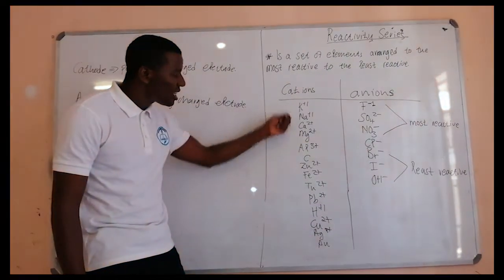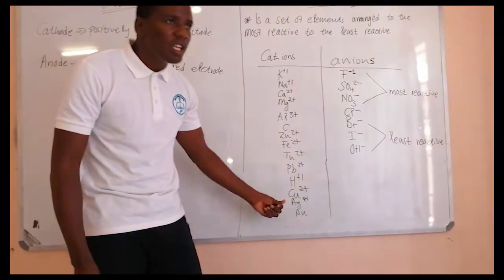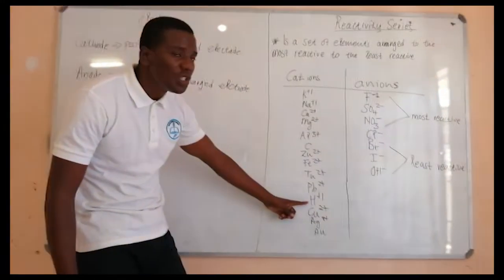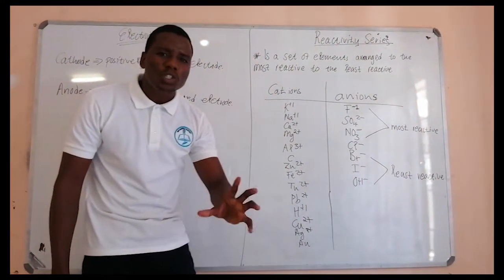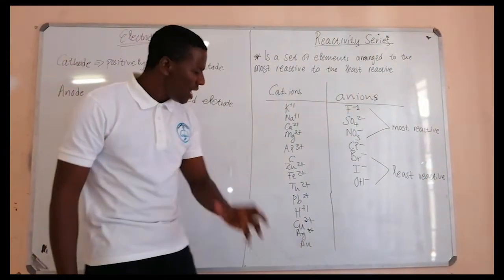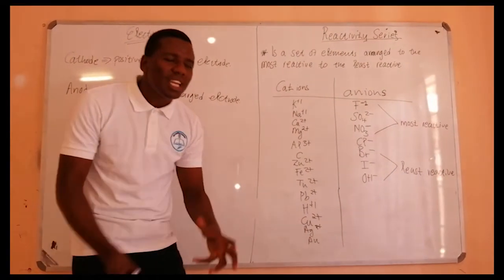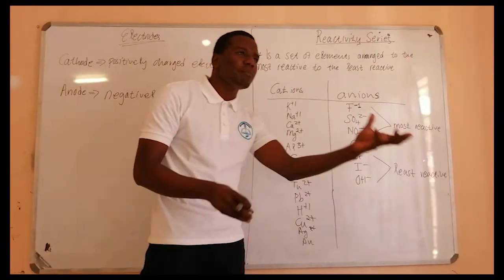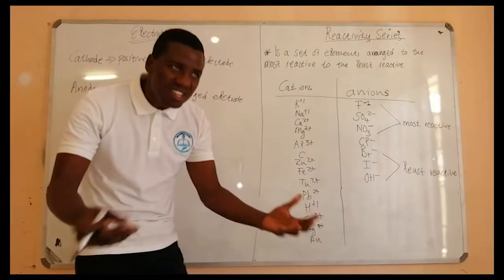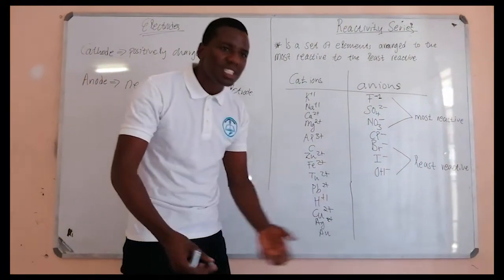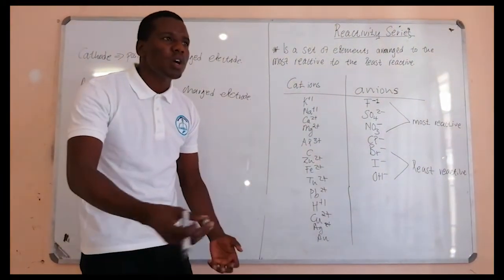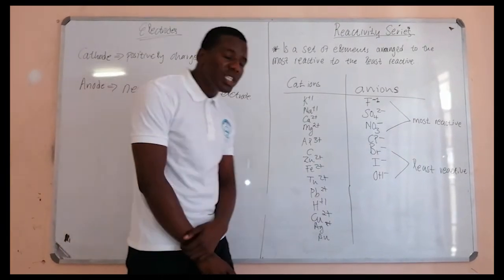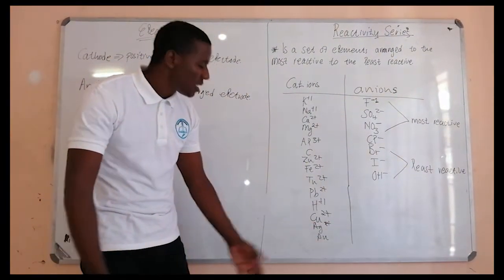Now, when you look at the cations, mostly we can have hydrogen being discharged, and hydrogen is going to be discharged as a gas. Or we can have copper, some copper being deposited or being seen on the substance that is being electrolyzed, or on the object that is being electroplated.